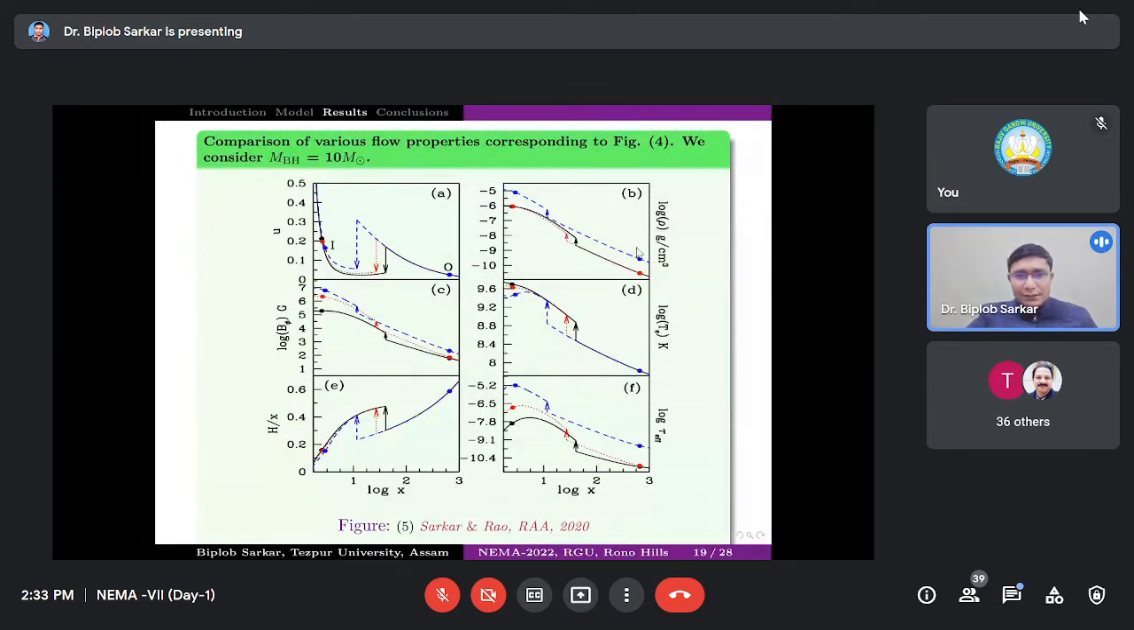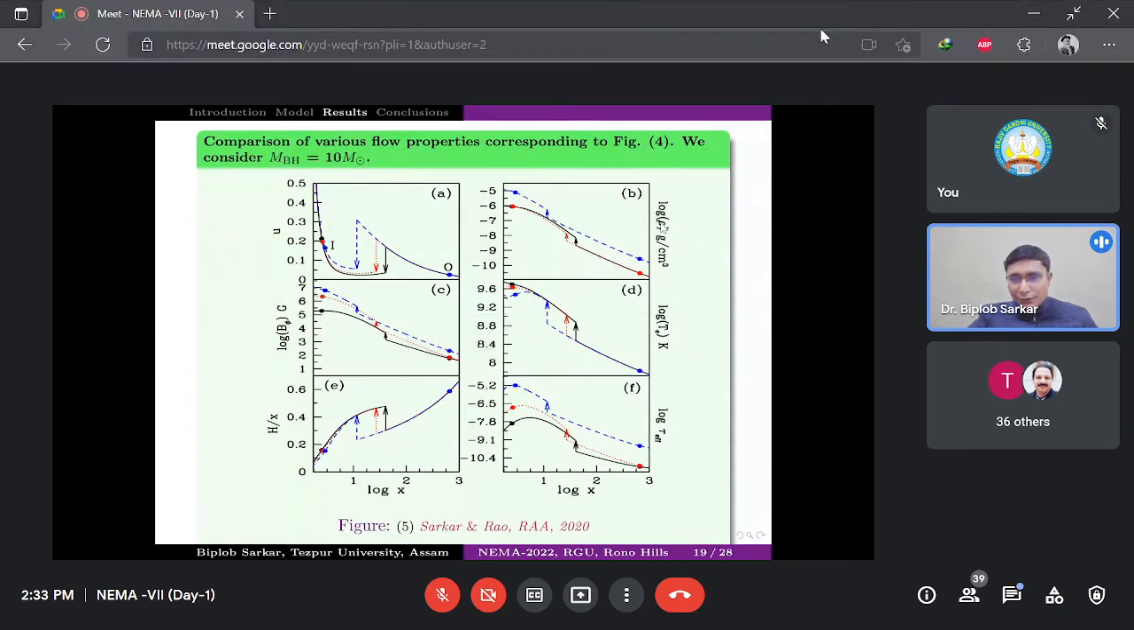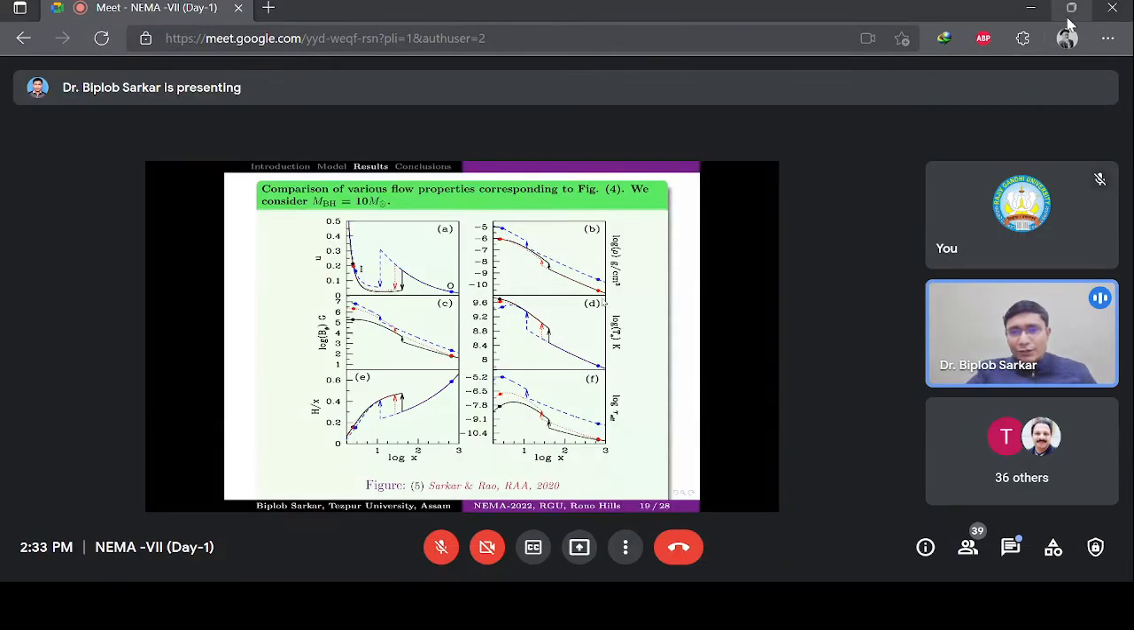So we can see that the density of the accreting flow, the electron temperature, the magnetic field strength, and the effective optical depth, all of these increase as the matter approaches the black hole horizon, and also across the shock transition there is a drastic increase in the density, electron temperature, magnetic field strength, and effective optical depth.